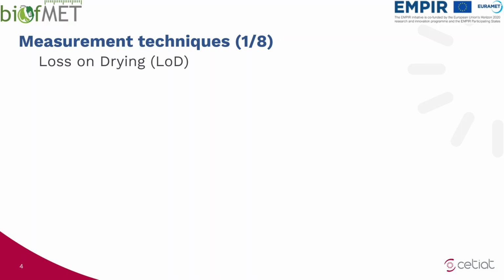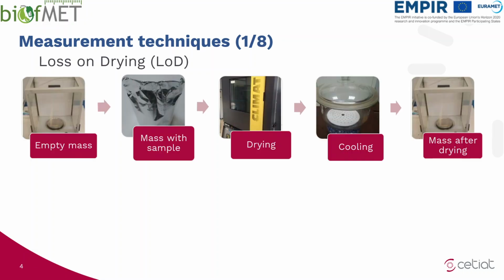The loss on drying technique is a gravimetric method which involves measuring the mass loss of a sample as it is heated to drive off moisture. The typical steps involved are the following. First, sample preparation. A representative sample of the material is selected and weighed on a balance to determine the initial mass. The sample is then placed in a suitable container which was initially cleaned, dried, and weighed.